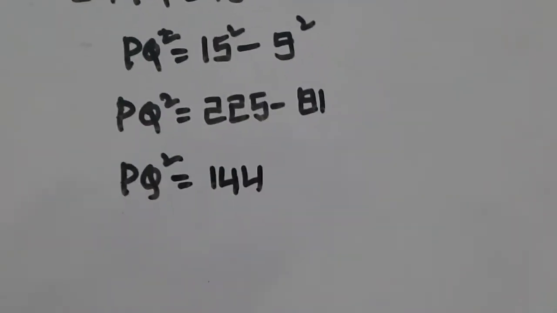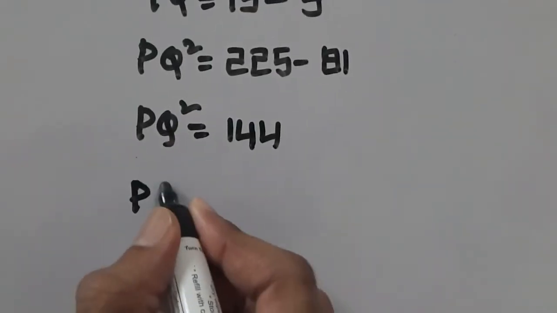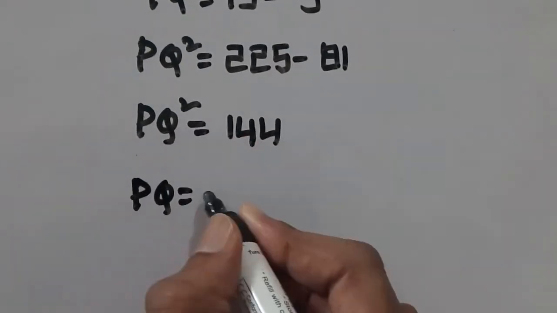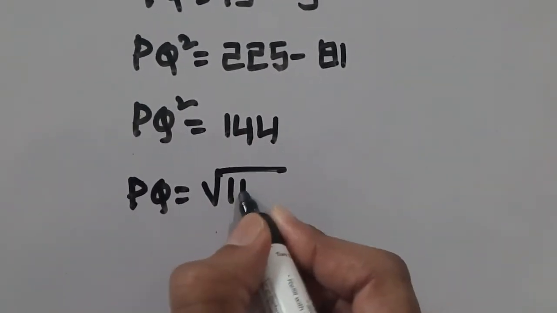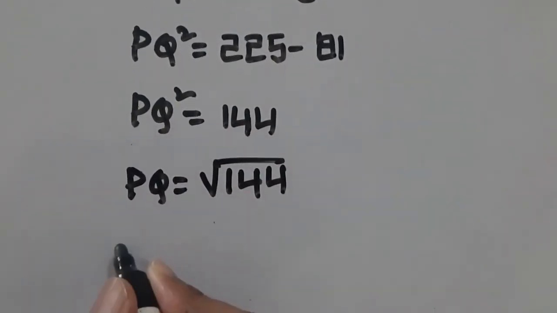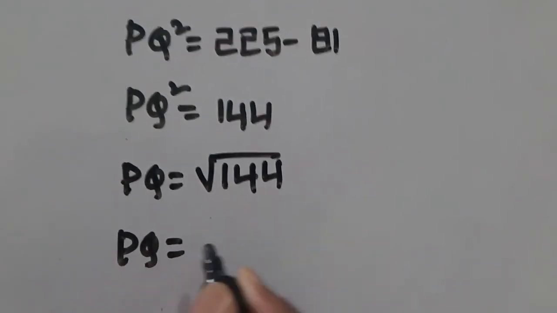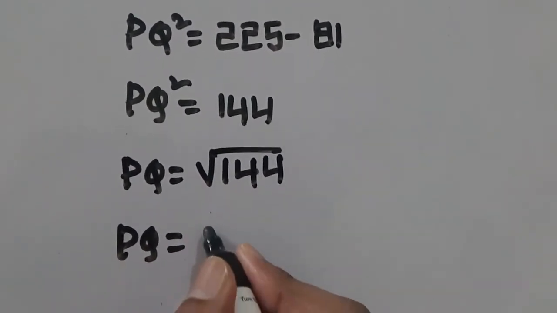That is 144. Now PQ is equal to, this square you write on the RHS side, therefore it becomes square root of 144. PQ is equal to square root of 144, which is equal to 12.